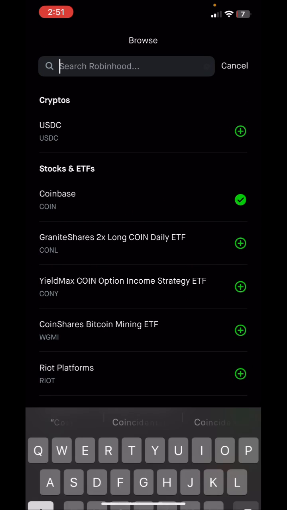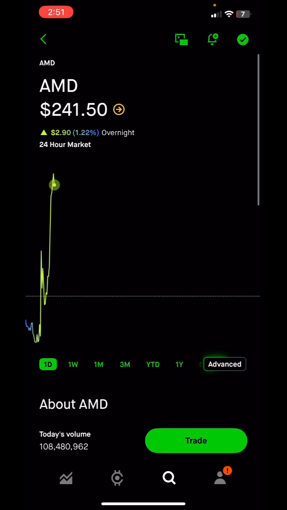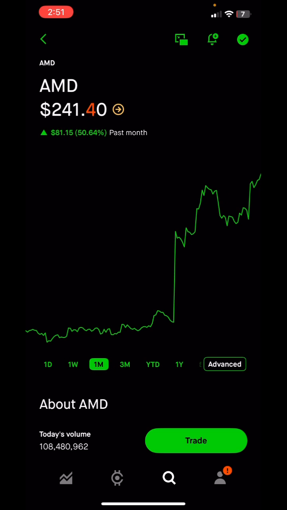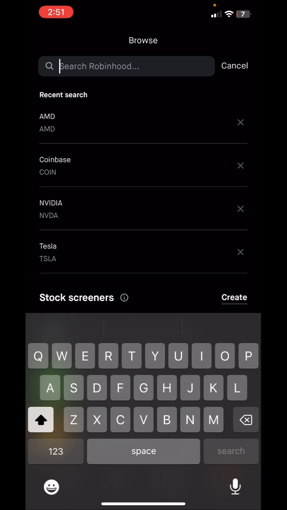Let's look at another stock. Over the week, the current price is 241. And over the week, $2. Just say a month, $81. 3 months, $85. Let's do SPY.